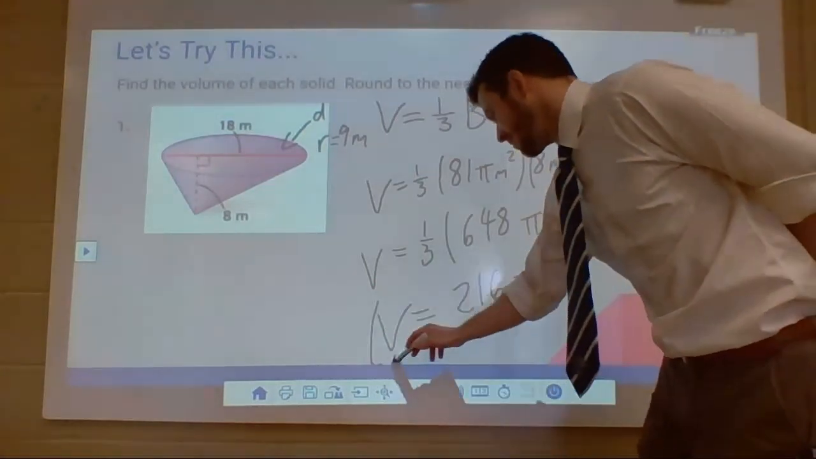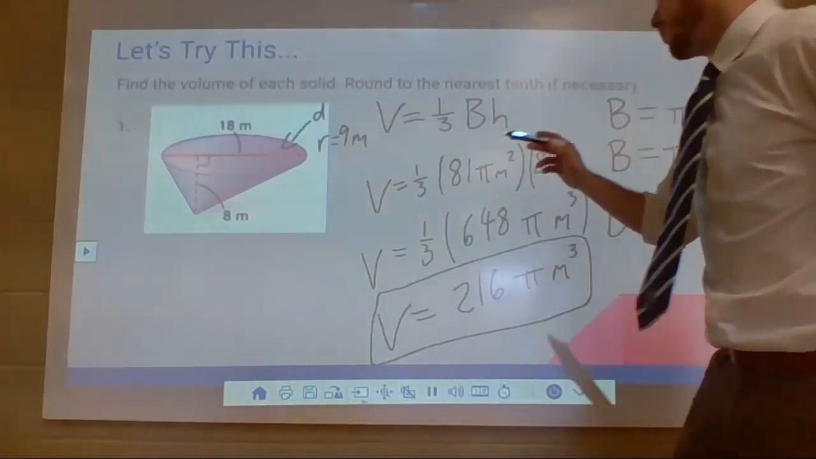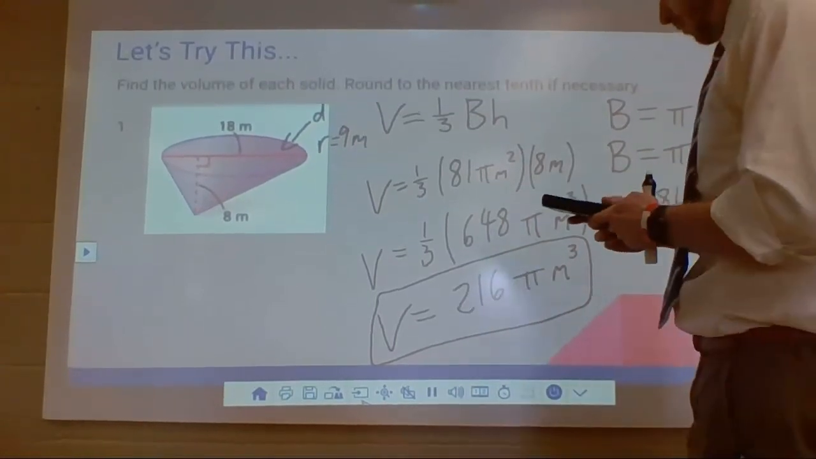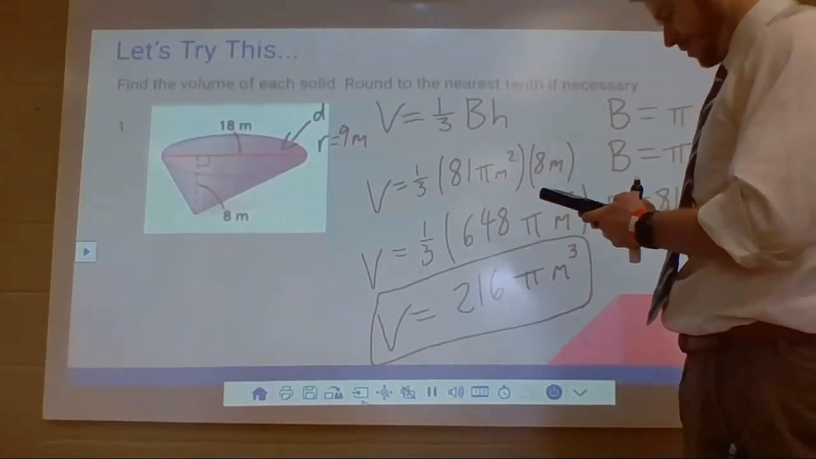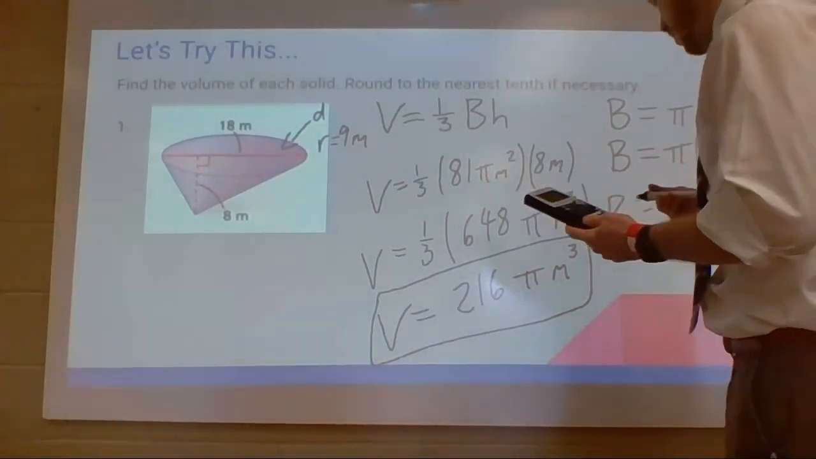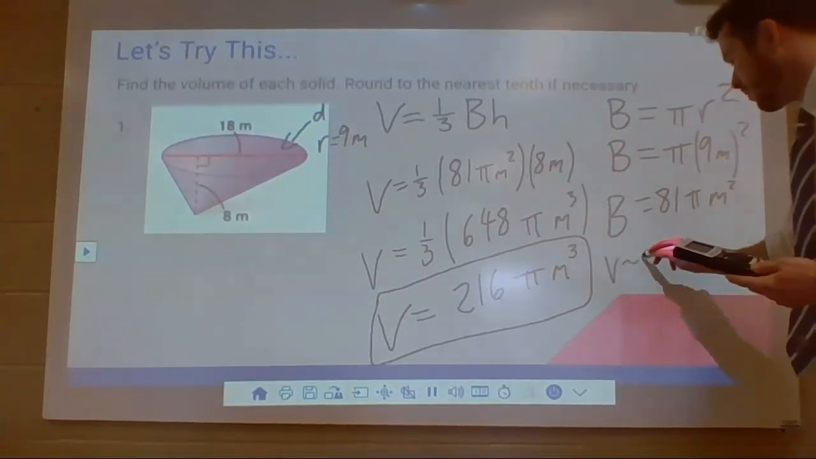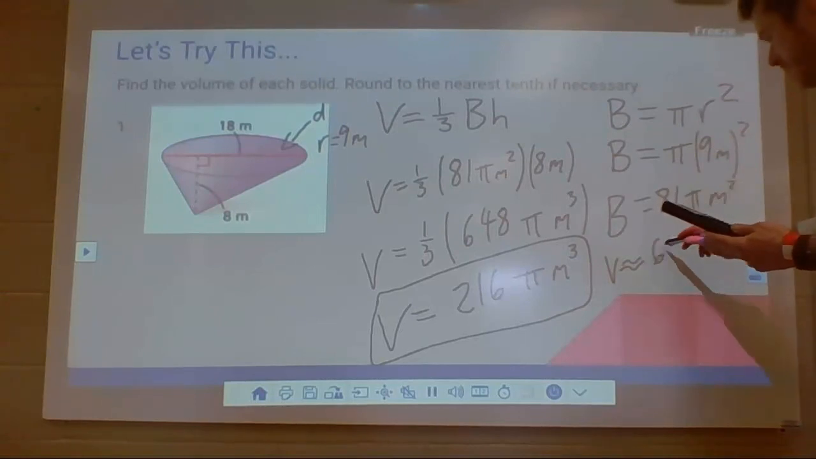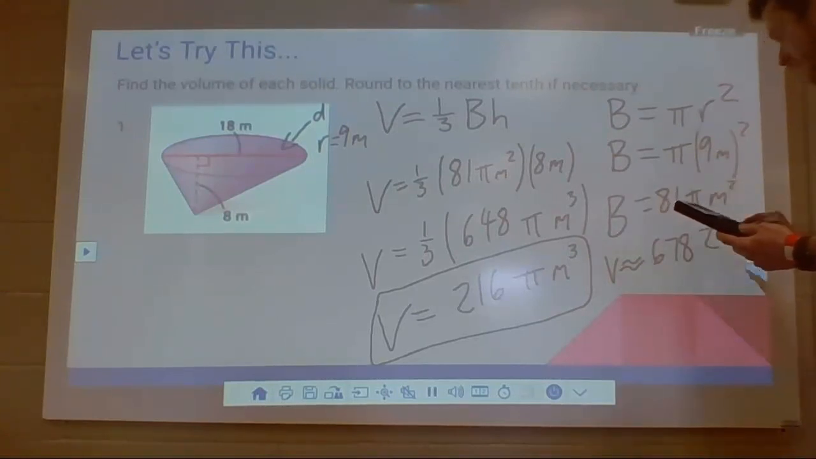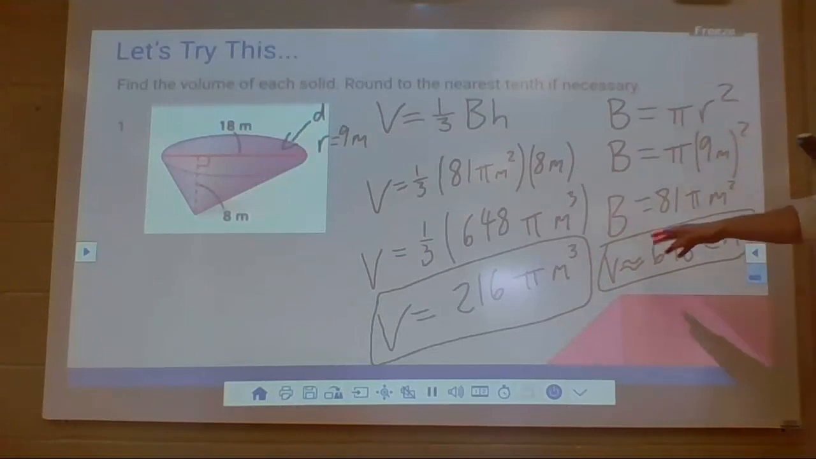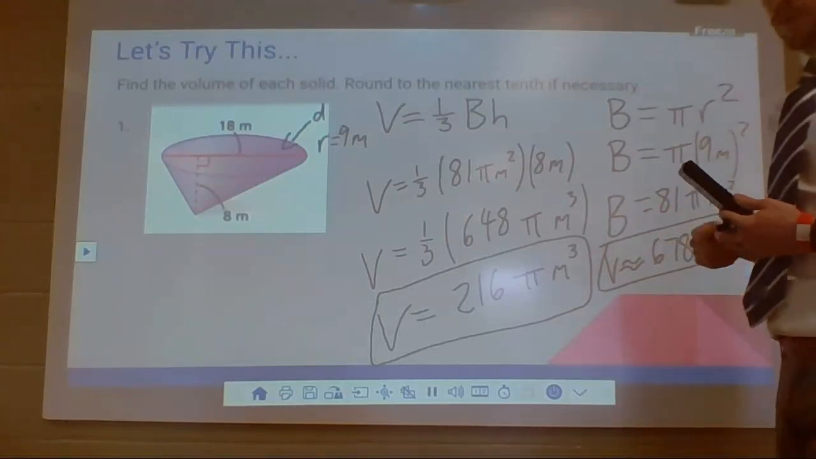So that's an exact answer. If you are to substitute in 3.14 for pi, let me do this on my calculator real quick. So 216 times 3.14 is what I put in my calculator. So the volume is about, we get 678.24, which is going to round to 678.2 meters cubed. And then there's our final answer in approximated form, substituting in 3.14 and then rounding to the nearest tenth.